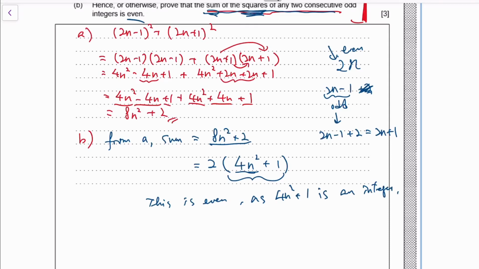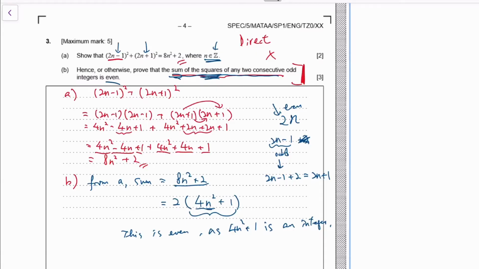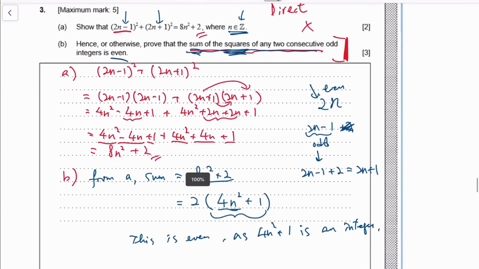Okay, so this is so-called direct proof. Probably a new type of question. I don't think this ever came out in the old syllabus. So pay a little bit of attention to this. Do some practice on this. Next.